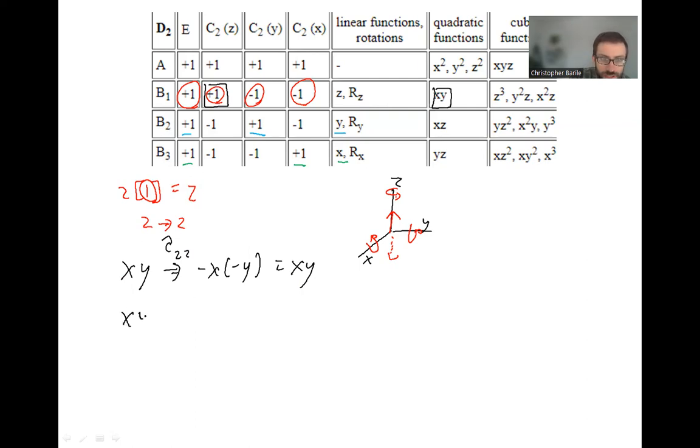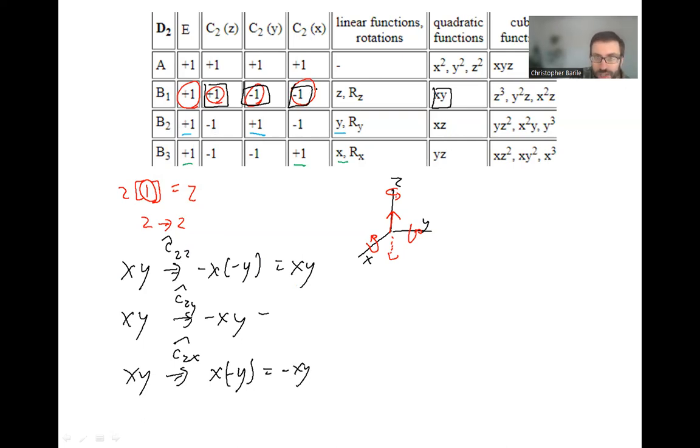And then if we think about the next one, which is C2y, x went to negative x, y went to y, we're rotating along the y, so nothing happens to y, so we got a negative 1 there. And then a very similar thing for C2x. X doesn't change because we're doing it in the x, but y goes to negative y, and so that equals negative xy, so we get a negative 1. So that's where this comes from.